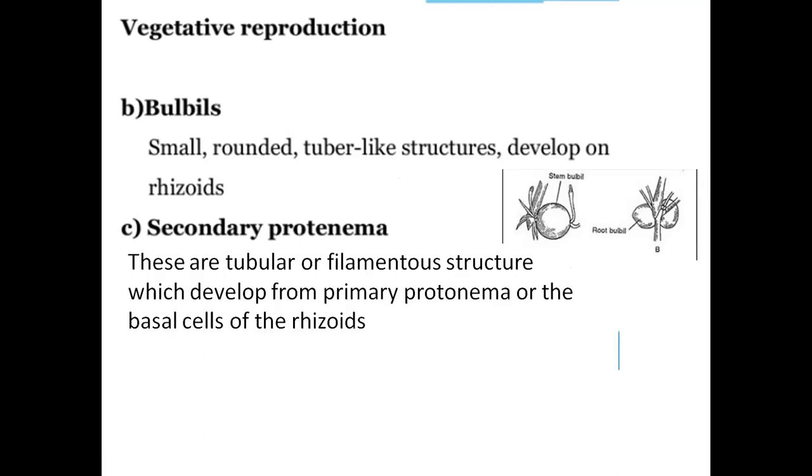And the third type of vegetative reproduction is secondary protonema. The secondary protonema are tubular or filamentous structures which develop from the primary protonema or the basal cells of the rhizoid. They mainly develop from the primary protonema, and they also develop from the basal cells of the rhizoid. So there are three types of vegetative reproduction. First one is amylum star, second is bulbils, and third is secondary protonema.